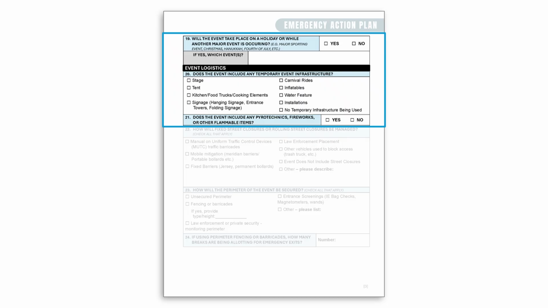Question 20. Are there any temporary infrastructures planned? Tents, stages, and rides require building permits and fire safety inspections. Question 21. Will there be pyrotechnics, fireworks, or flammable items? High-risk elements demand special permits and on-site fire mitigation planning.